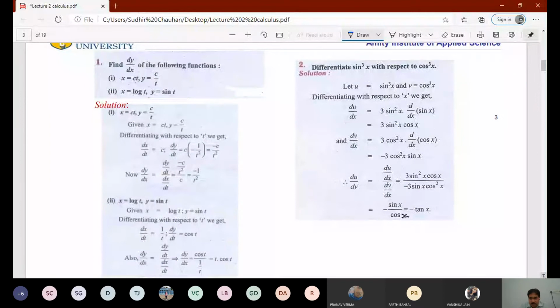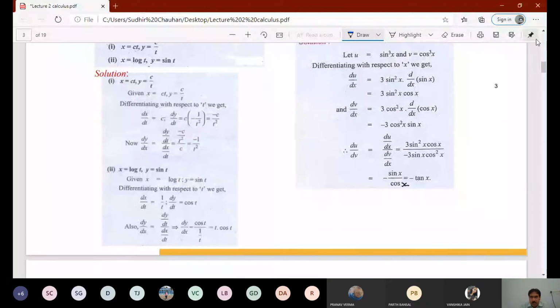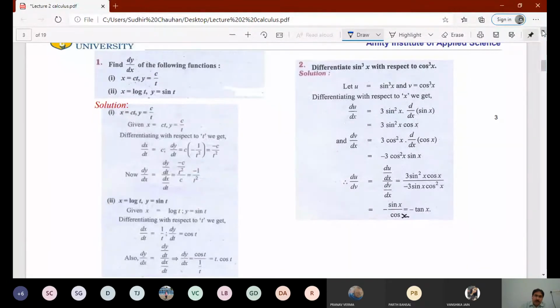So here we'll do some questions of differentiation where functions are in parametric forms. Question number 1: find dy by dx of the following function where x is equal to ct, y is equal to c upon t. So x is a function of t, y is a function of t. x is ct, y is c upon t.